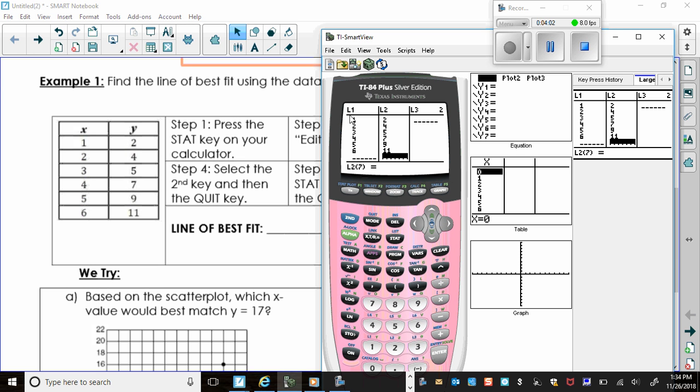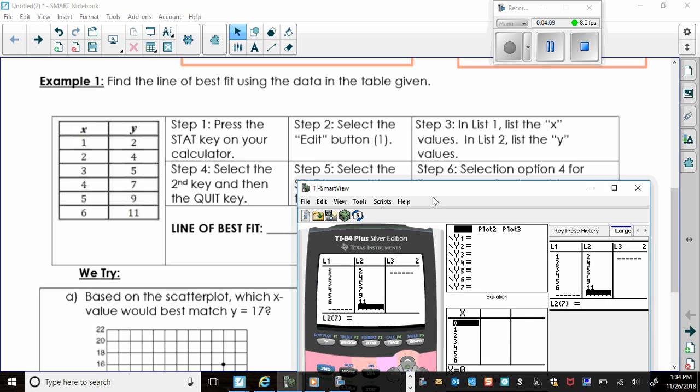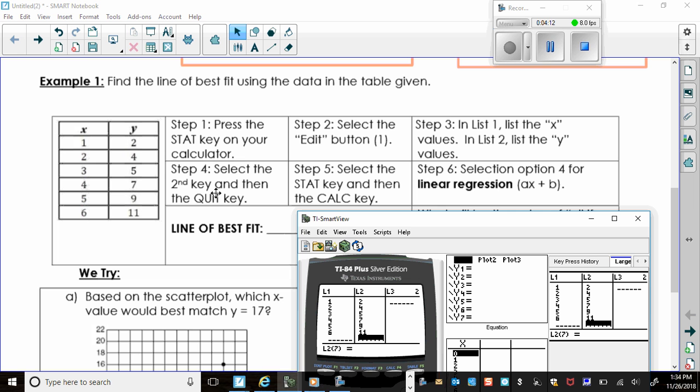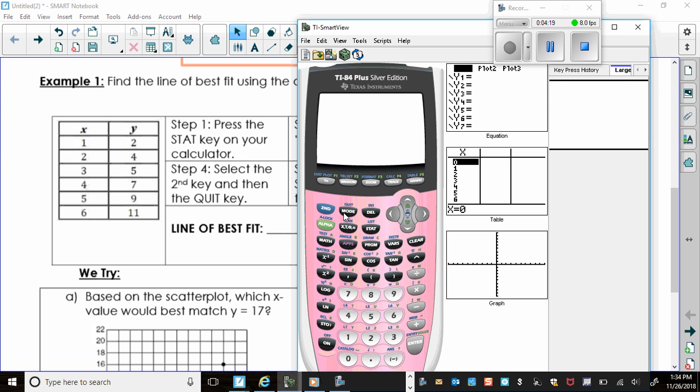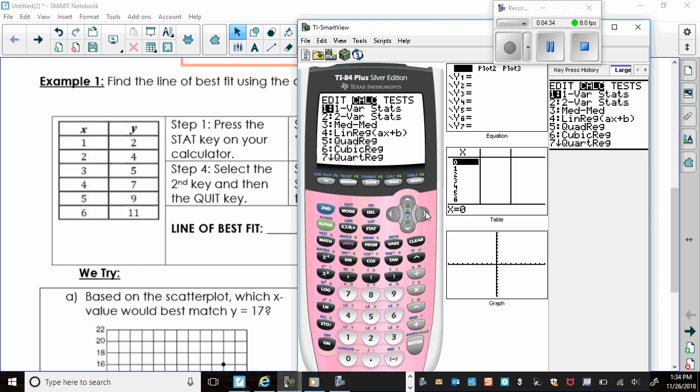So I've input these. Basically what I'm going to do is have my calculator tell me what the equation is, like what the slope is and the y-intercept. So then you want to select the second key and then the quit key. So second and quit. We want to go back home. From here, you're going to click your stat button again. And now we want the calculator to actually calculate this equation for us. So in order for me to get to this tab, I'm going to click that right button so that I get a list of all this stuff.